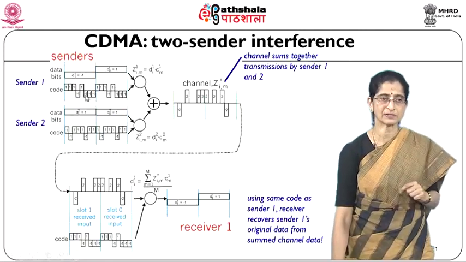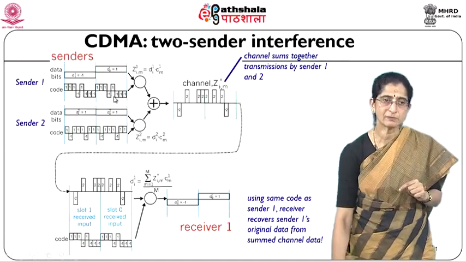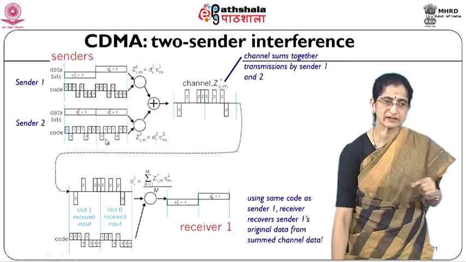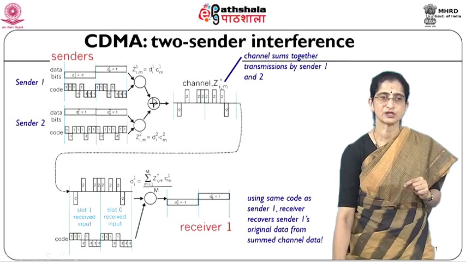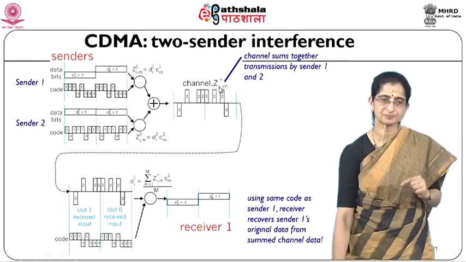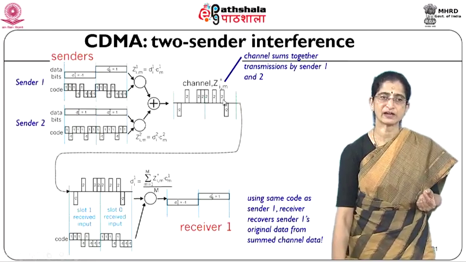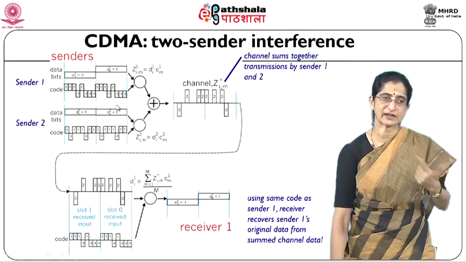So now in slot 1, when sender 2 is transmitting a 1, his 1 will be multiplied by sender 2's code, and that value is what will be added here. When that is added, in some slots you will get a value of -2, in some slots a value of 2, and in some slots a value of 0, which means a 1 and a -1 cancelled each other out.